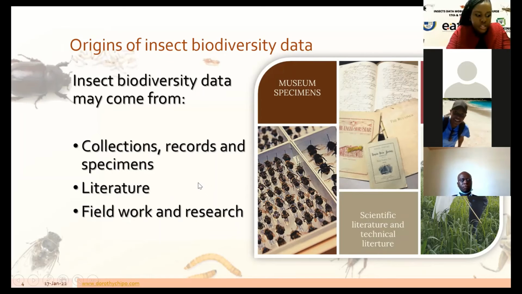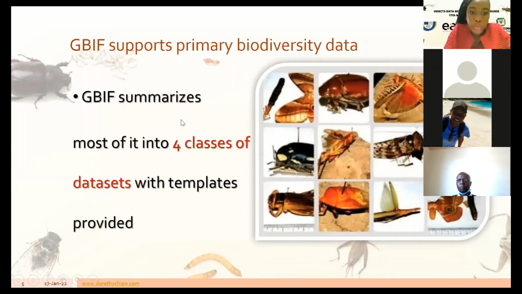Then it can also come from fieldwork and research. And I think most of us on our team introduced ourselves as researchers. So as you're doing your work, you accumulate a lot of biodiversity data. It can be from EIA reports, from surveys, from citizen science logs such as iNaturalist, or even from field notes. GBIF is the Global Biodiversity Information Facility.